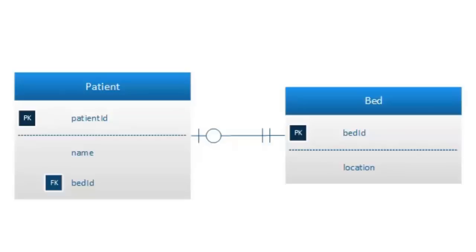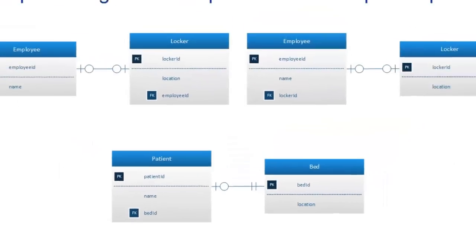In this case, we want the foreign key to go on the optional side of the relationship. That is, we would put the bed ID as a foreign key in the patient table, and we would say a patient is assigned a bed.